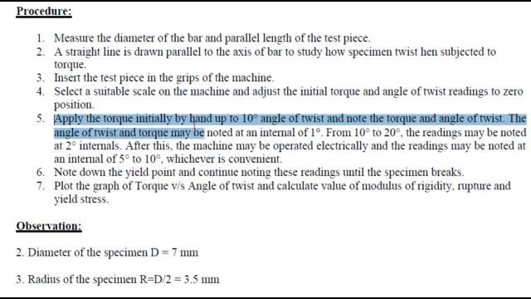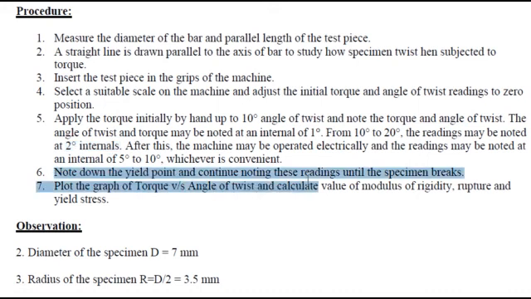We have to apply torque by hand up to 10 degrees of angle of twist. Note the torque and the angle of twist. Then we have to apply torque using the machine, that is, the motor. We have to measure the load applied for each 2-degree interval of rotation. There will be graduations for the rotation in degrees. For each 2-degree interval of rotation, we have to note down the load. Then at a particular point, there will be the yield load, where the needle in the dial will stop at a particular point, indicating the yield of the material.